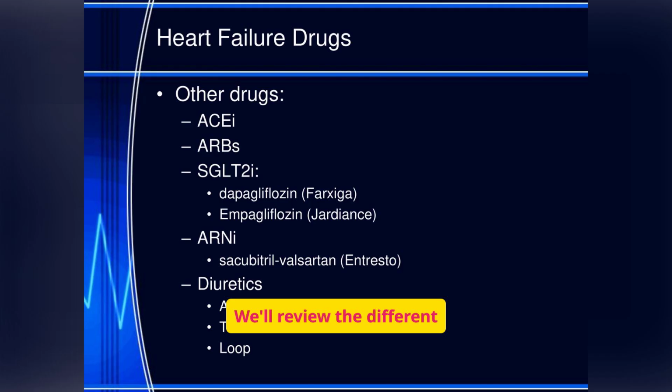We'll review the different categories of drugs used to treat heart failure, including ACE inhibitors, ARBs, SGLT2 inhibitors, ARNI, and diuretics. Each of these drug classes targets a different piece of the heart failure puzzle. ARNI, like sacubitril/valsartan, Entresto, block harmful hormones and enhance protective ones. SGLT2 inhibitors like dapagliflozin and empagliflozin, originally diabetes drugs, help the heart by reducing preload, afterload, and improving glucose control.